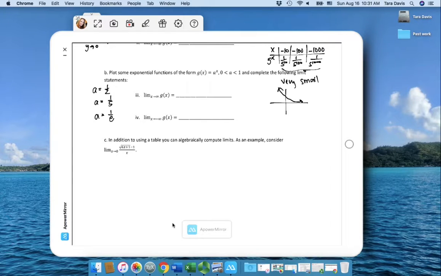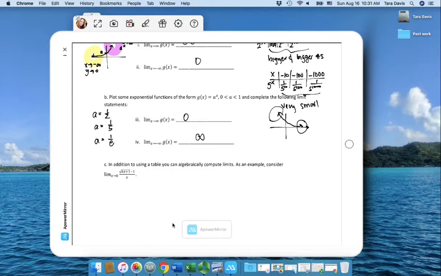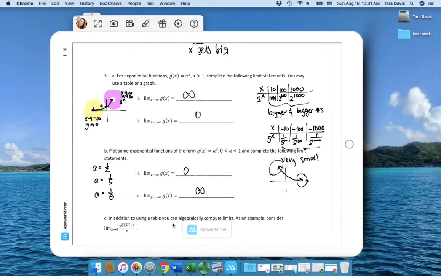So this is when a is between 0 and 1, and then we have the opposite. So in this case, as x approaches infinity, y is getting smaller and smaller and approaching 0, but as x is approaching negative infinity, y is getting bigger and bigger and approaching infinity. So we see that with exponential functions, it depends on the base, okay?